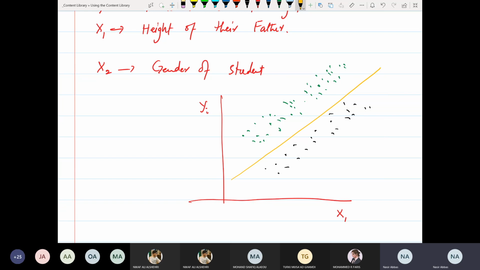What will be the reason for this? The reason will be you are missing some important information on the right side of the model. What information? The gender of the student is playing a very important role here. You should not fit a single regression line in this situation. You should fit two separate regression lines in this situation. One for males like this, and one for females like this.